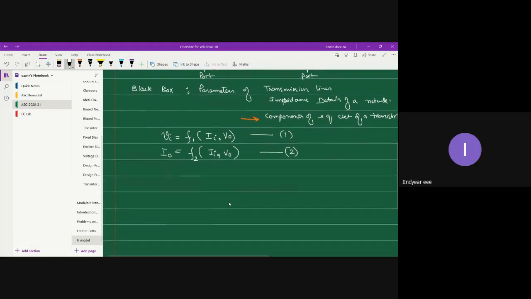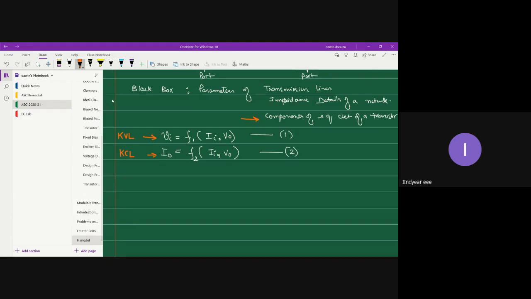Since we are talking about an electronic system, in the linear region you can apply Kirchhoff's voltage law as well as Kirchhoff's current law. So this Vi basically talks about Kirchhoff's voltage law, KVL, and this I0 basically talks about Kirchhoff's current law, that is KCL.